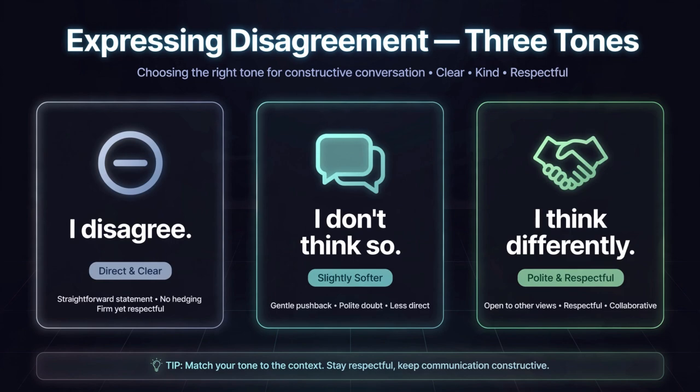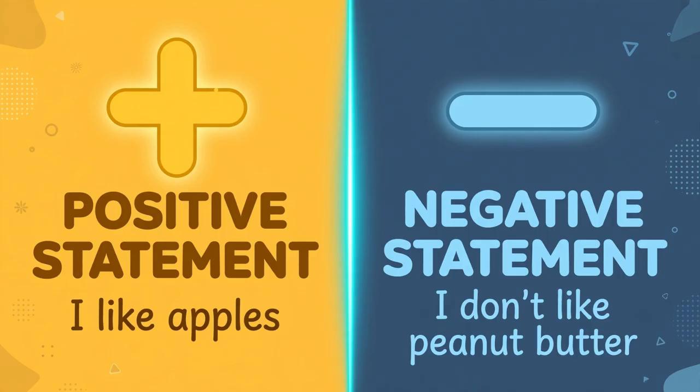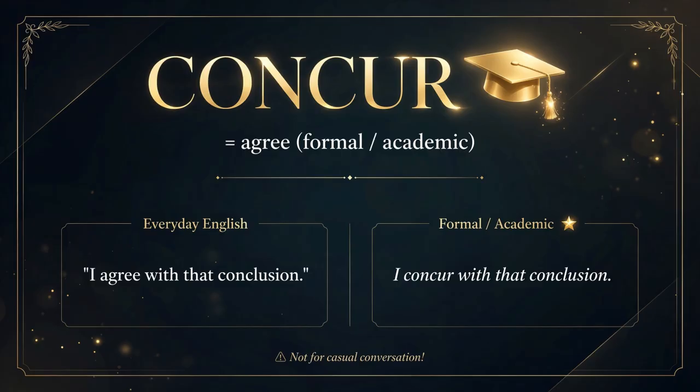Bonus for exam takers, a high-level word. Before we wrap up, I have a bonus tip for those of you preparing for exams like IELTS or TOEFL. If you want to sound more formal and academic in your writing or speaking, there's a high-level synonym for agree, the verb concur. Instead of saying, I agree with that conclusion, you can say, I concur with that conclusion. It means exactly the same thing, but it shows a wider vocabulary range. Examiners love that.